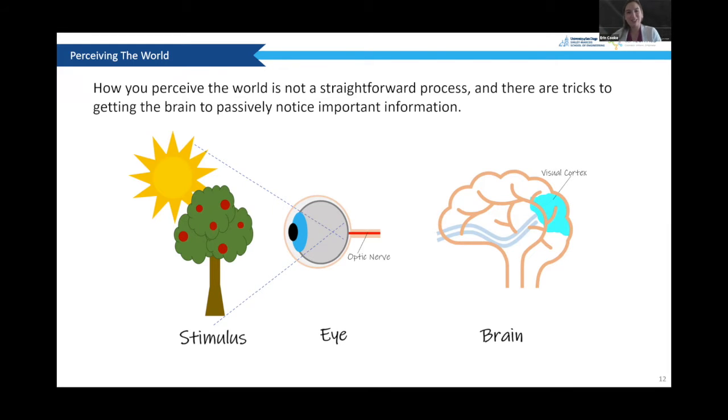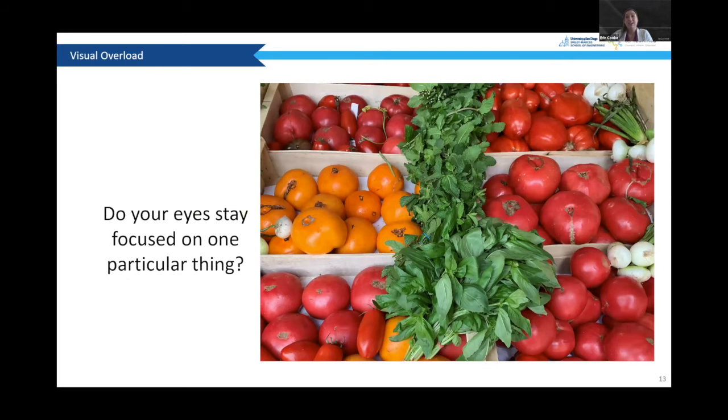So we can leverage these in visualizations, where people will pick up things and passively notice them, and they won't even know that they're focusing and their brain is working on it. So let's try. I wanted to ask you guys, do your eyes stay focused on one particular thing in this picture? If you're like me, your eyes are probably going first to the green herbs, and then bouncing to the red tomatoes, and then maybe the green herbs again. But they don't really stay there. They're bouncing back and forth between the green and the red.